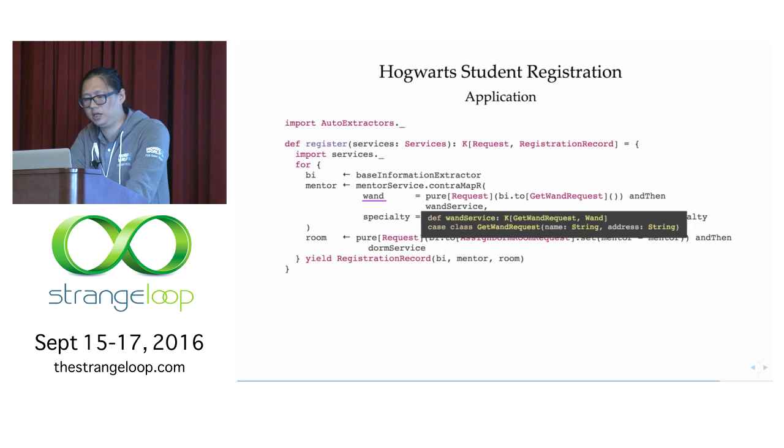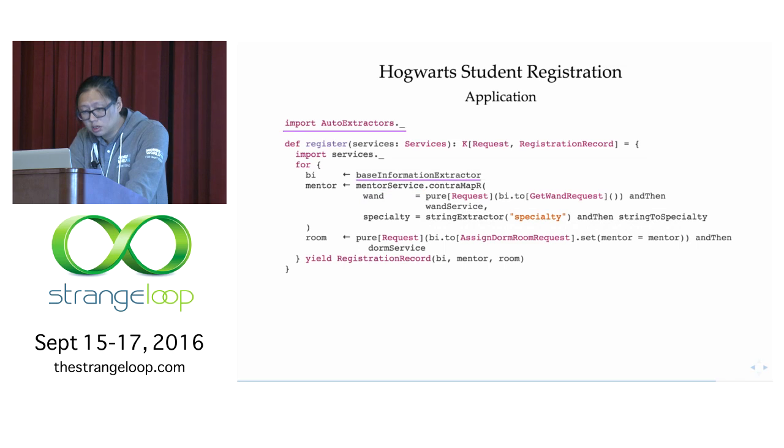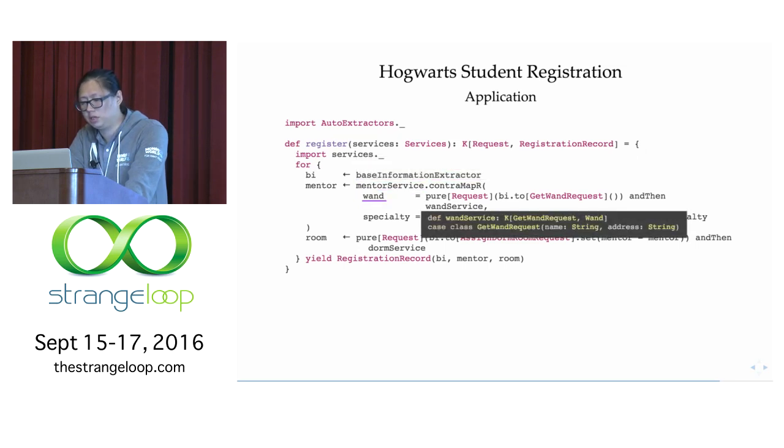We can say the WAND is from... we need WAND service. So the WAND service in turn needs name and address. Okay, where do we have name and address? It's in BI, right? BI has name and address, the basic information. But in this particular WAND service, it takes a different data presentation. It takes a GetWandRequest. It also has a name and address.